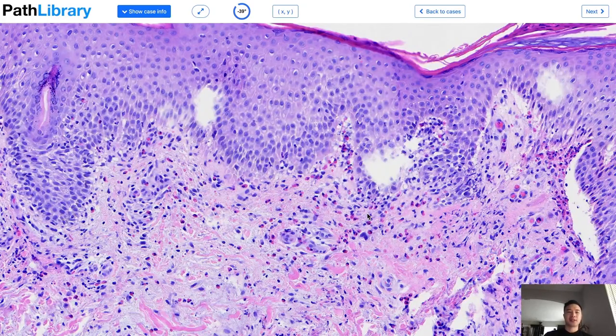I'm a fourth year pathology resident in the States. I plan to do general pathology. I go over cases almost on the daily from any organ system.